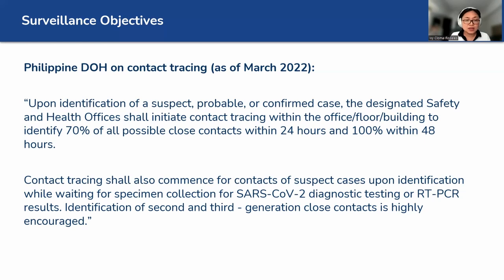And contact tracing shall also commence for contacts of suspect cases upon identification. So note there, they said suspect, not confirmed. Contact tracing is done upon detection of the symptoms already that are consistent, at least in the context of COVID-19. Upon identification, while waiting for specimen collection for SARS-CoV-2 diagnostic testing or RT-PCR results, identification of second and third generation close contacts is also highly encouraged.